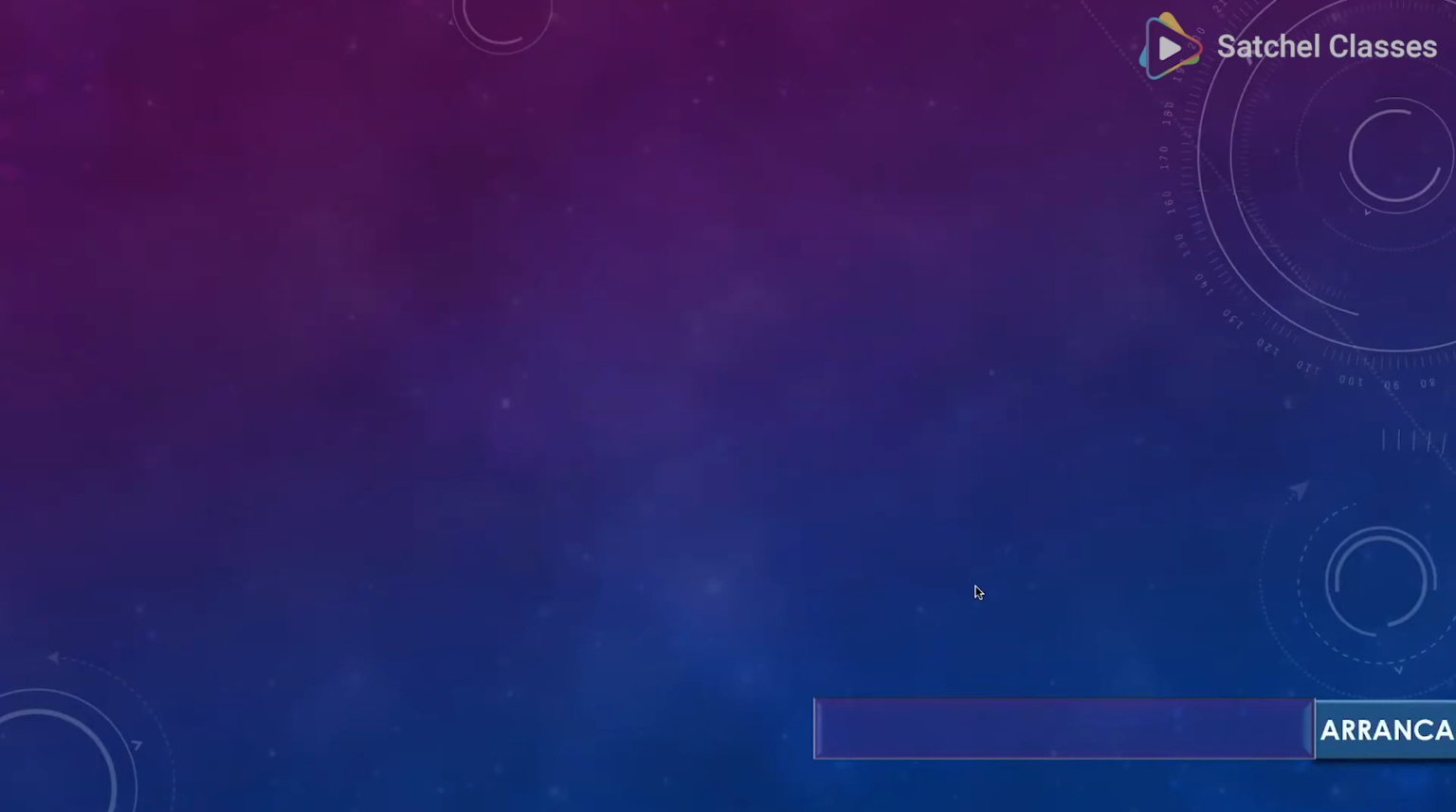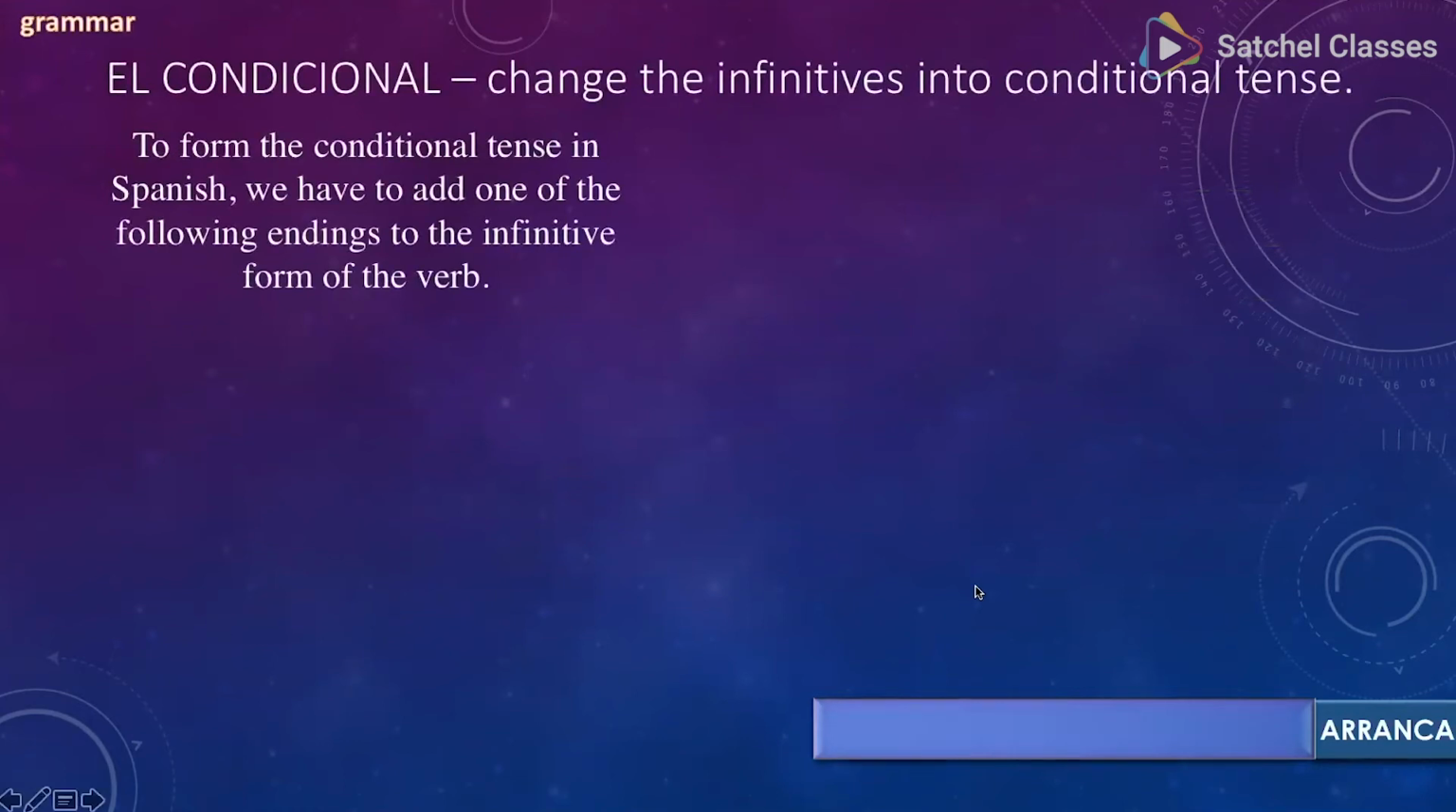Now then, our next exercise is to explain el condicional. To form the conditional tense in Spanish, we have to add one of the following endings to the infinitive form of the verb. So, for instance, we are going to use the verb ayudar, which is help or to help.